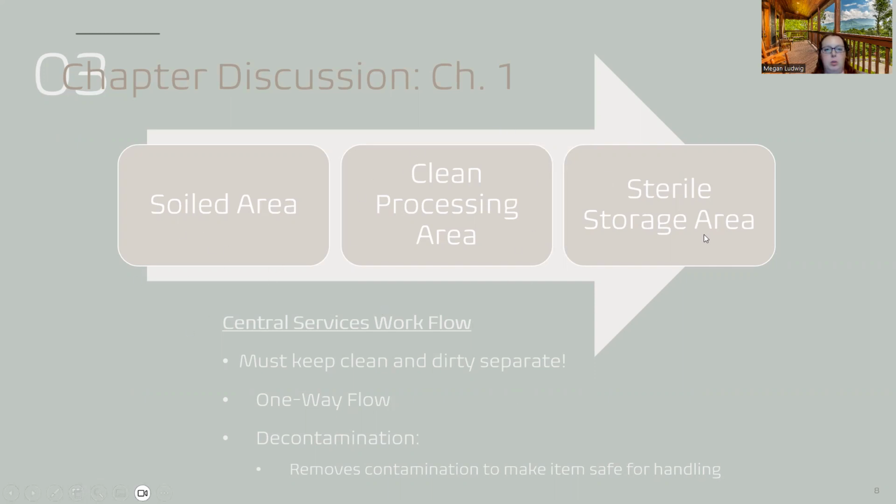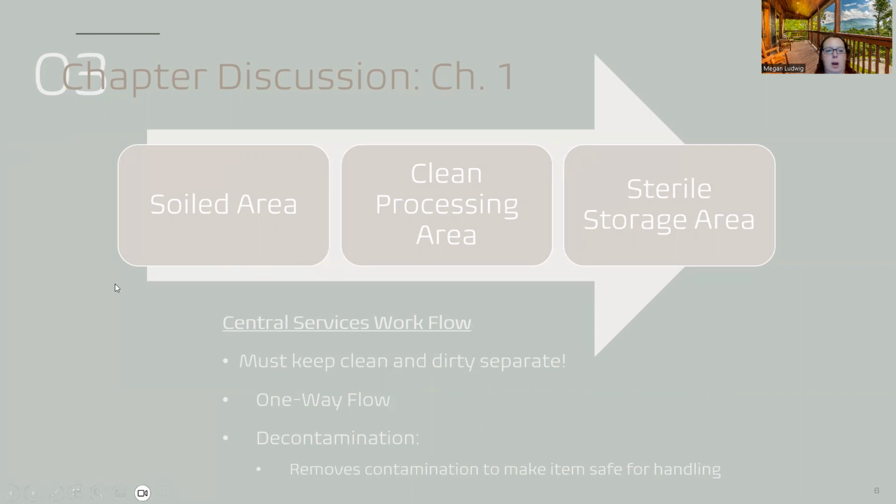In between the two is a clean processing area. In a lot of facilities, it's actually a washer decontaminator machine that you're putting the trays into that you may have just rinsed off and maybe decontaminated, and it will literally pass through to the sterile side, clean side. That way, you're not crossing dirty directly over to the clean. One-way flow, you can't backtrack, okay? So this term decontamination just means removing contamination to make it safe for handling.